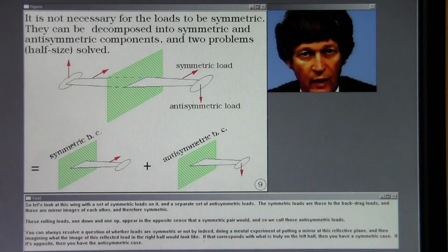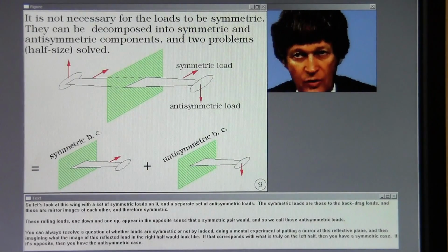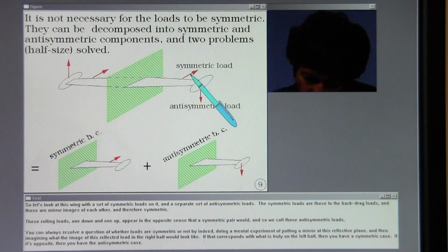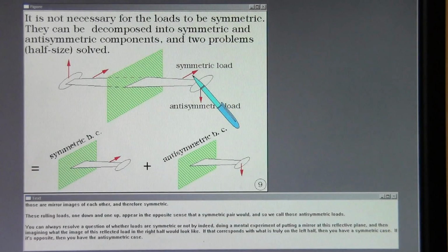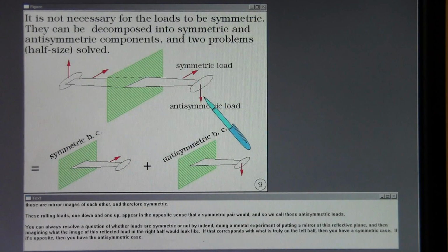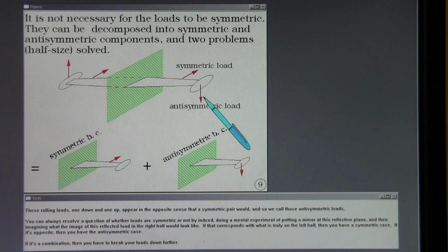So let's look at this wing with a set of symmetric loads on it and a separate set of antisymmetric loads. The symmetric loads are those to the back, drag loads, and those are mirror images of each other and therefore symmetric. These rolling loads, one down and one up, appear in the opposite sense that a symmetric pair would, and so we call those antisymmetric loads.